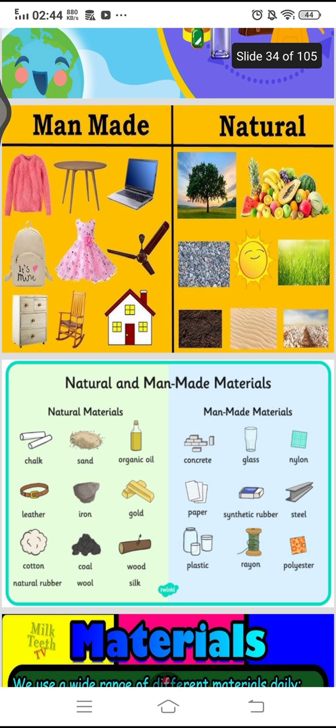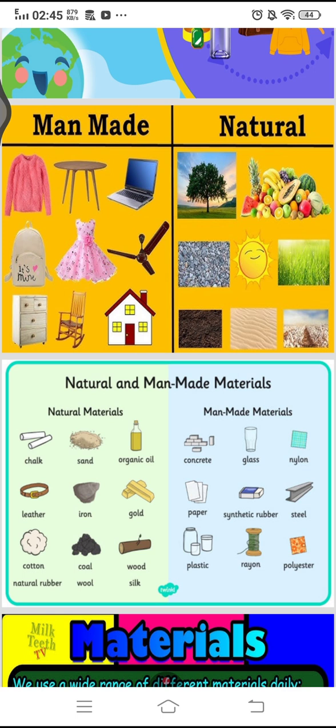Natural and man-made materials. Look here, some examples of natural material: chalk, which is stone, sand, organic oil, leather, iron, gold, cotton, coal, wood, natural rubber, wool, and silk. These are the natural materials, and from these natural materials we make man-made material. Man-made materials are like concrete, glass, nylon, paper, synthetic rubber, steel, plastic, rayon, and polyester.